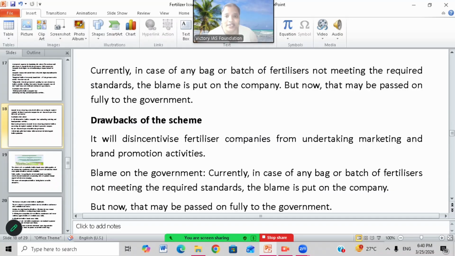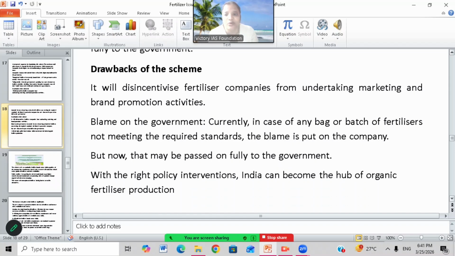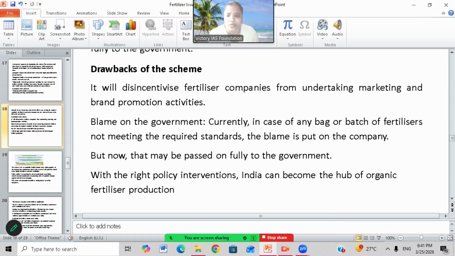So now onwards, the blame will be put on the government. If a fertilizer is not working well, suppose for example X company's fertilizer is not working well, the farmer goes on abusing the government from now onwards. He doesn't abuse the particular company name. So the total blame will come on the government. If a fertilizer doesn't work or gives bad results, the blame will go to the government. It will discourage the fertilizer companies from undertaking marketing and brand promotion activities, and the blame on the government. Earlier the blame was on companies, but now they have passed it fully to the government.